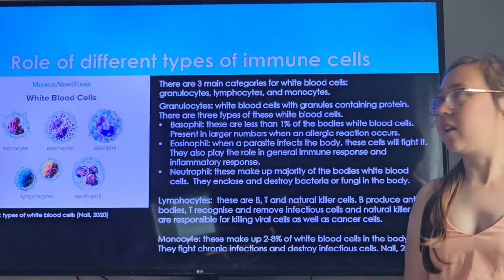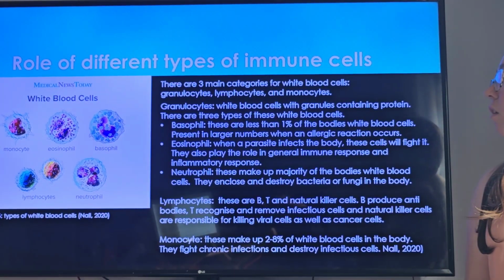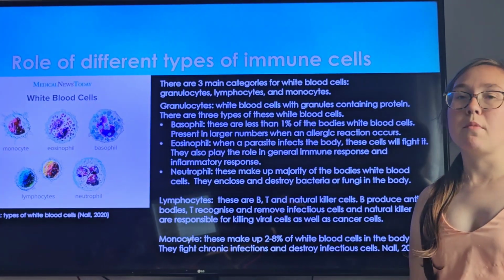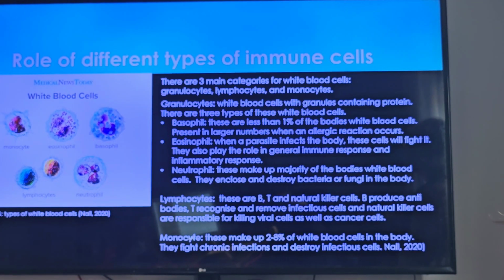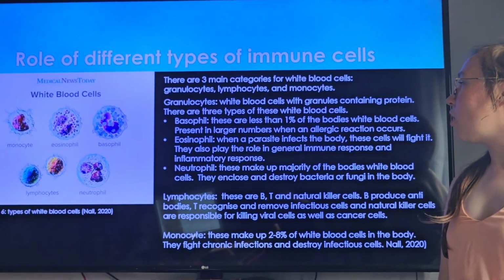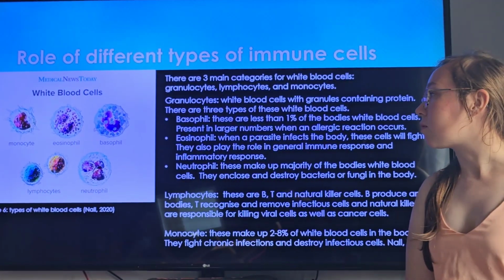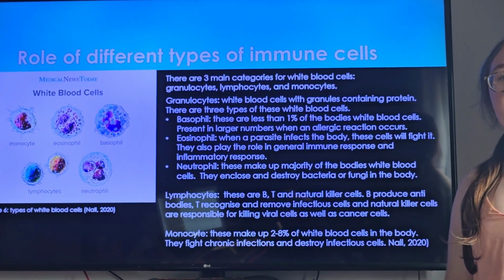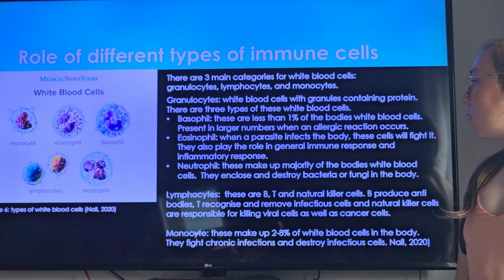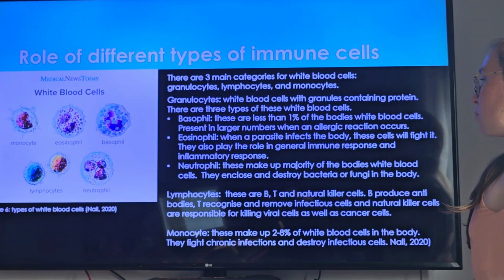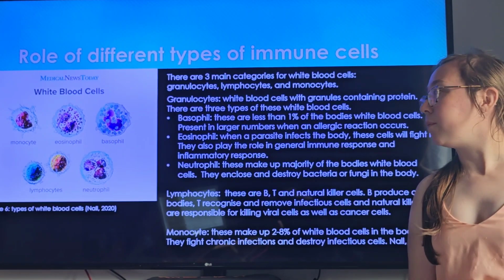There are three main categories for white blood cells: granulocytes, lymphocytes, and monocytes. Granulocytes are white blood cells with granules containing protein. There are three types of these white blood cells. Basophil. These are less than 1% of white blood cells within the body. They present themselves in large numbers when an allergic reaction could occur.